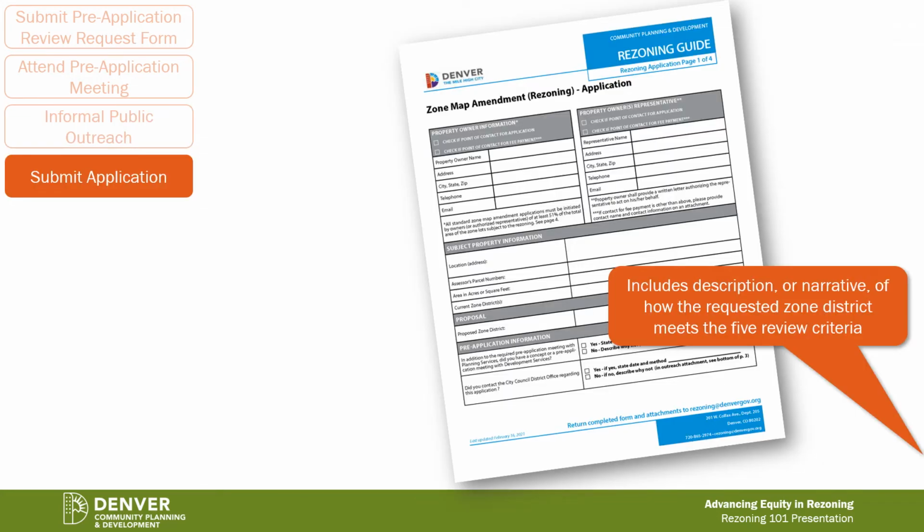The next step is to submit an actual rezoning application. This application asks for a variety of information, including a description or narrative of how the requested zone district meets the 5 review criteria.